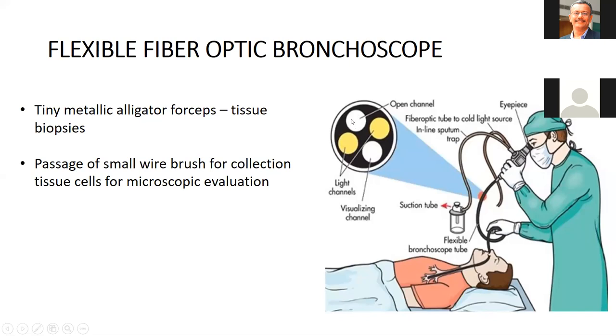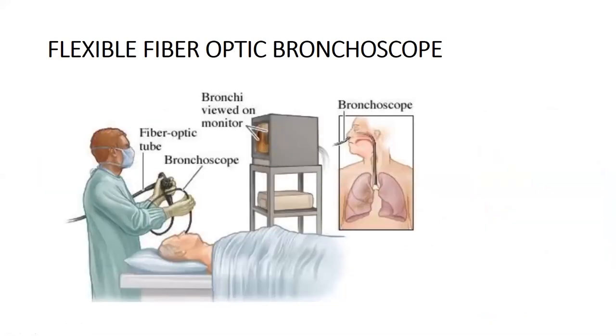The suction is used to remove airway secretions, and instruments like tiny metallic forceps are used to take tissue biopsies, and also to collect tissue cells for microscopic evaluation with the help of small brushes. Nowadays, video assisted flexible bronchoscopy is available, in which we can see the images on a monitor.